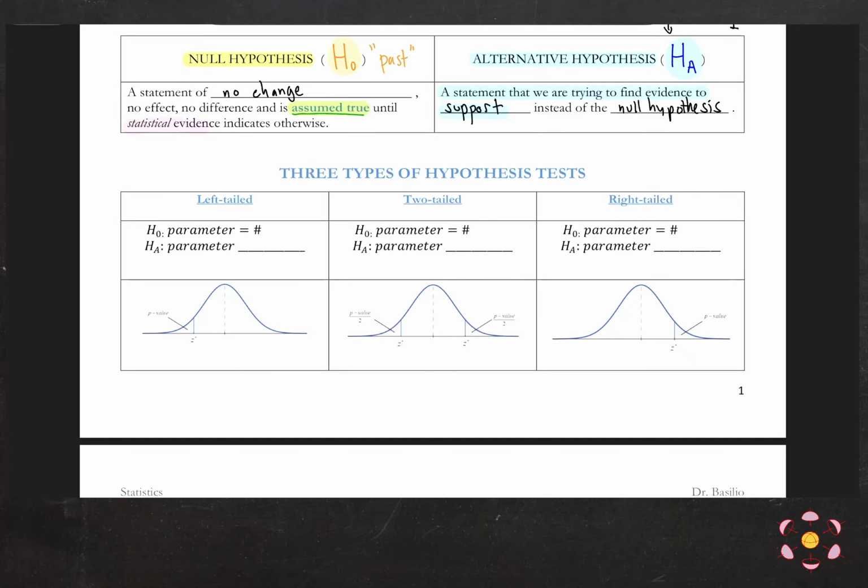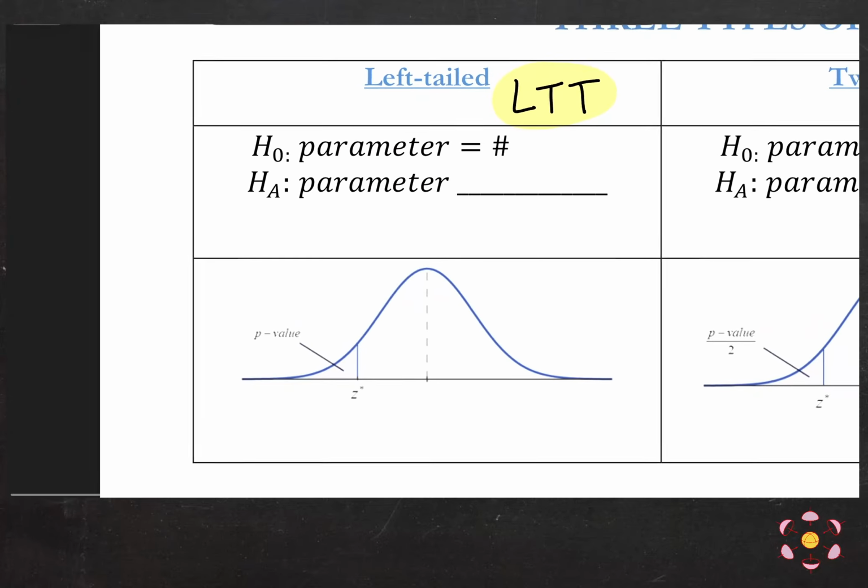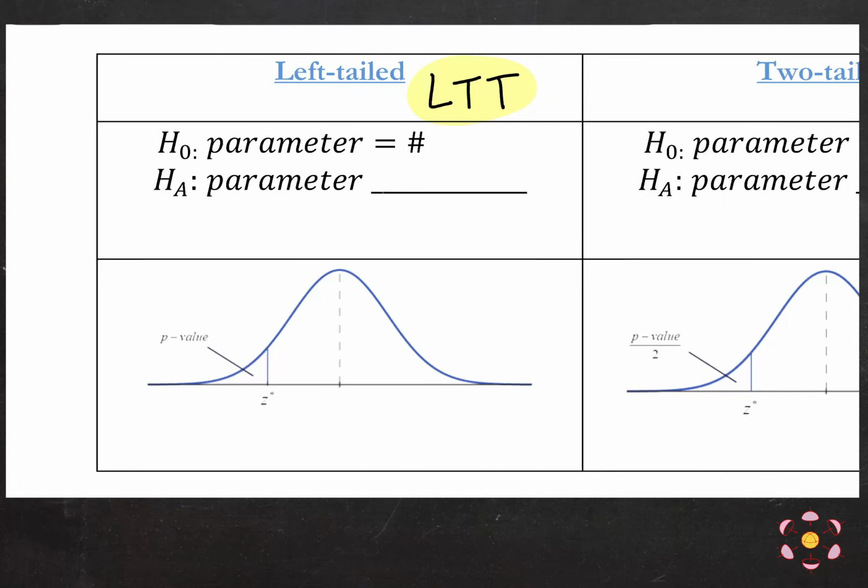I call these left-tailed test, two-tailed test, and right-tailed tests. Okay, so that's just my own abbreviation for these since I don't want to write that full word every single time. And we're going to need to say these a bunch for the next couple weeks. All right, I'm going to start off with and zoom in on the left-tailed test.